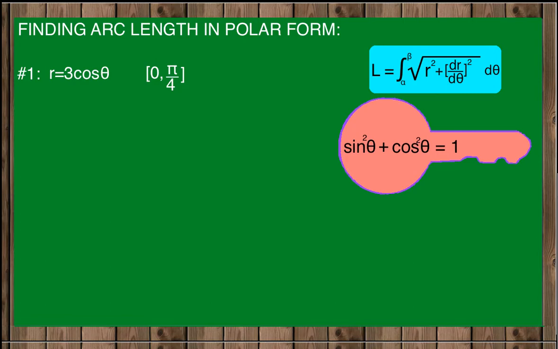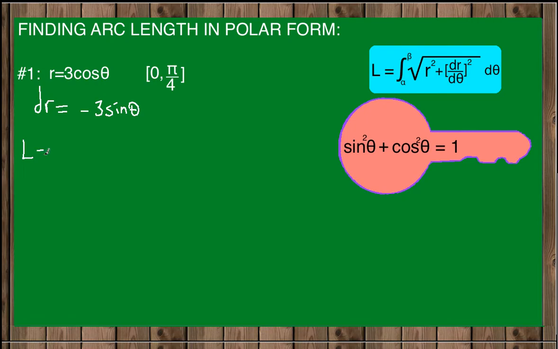Let's start. In our first example, our radius is 3 cosine theta. So we need to find the derivative of the radius. The derivative of the radius is negative 3 sine theta. Now we're going to plug in our r and dr in the formula.